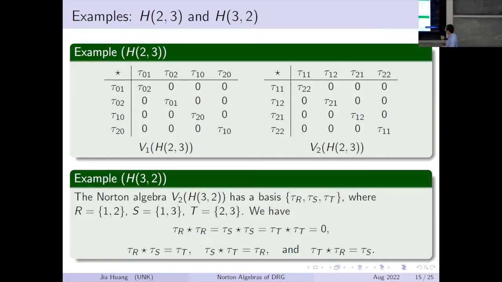let's say V2. Then we have three positions in the words. Each one is either 0 or 1. So that just means that you can select a subset of {1, 2, 3}, and then let those entries be 1, the others be 0. So we just call the subset we want to select for the non-zero entries R, S, T. And then we have the product this way.